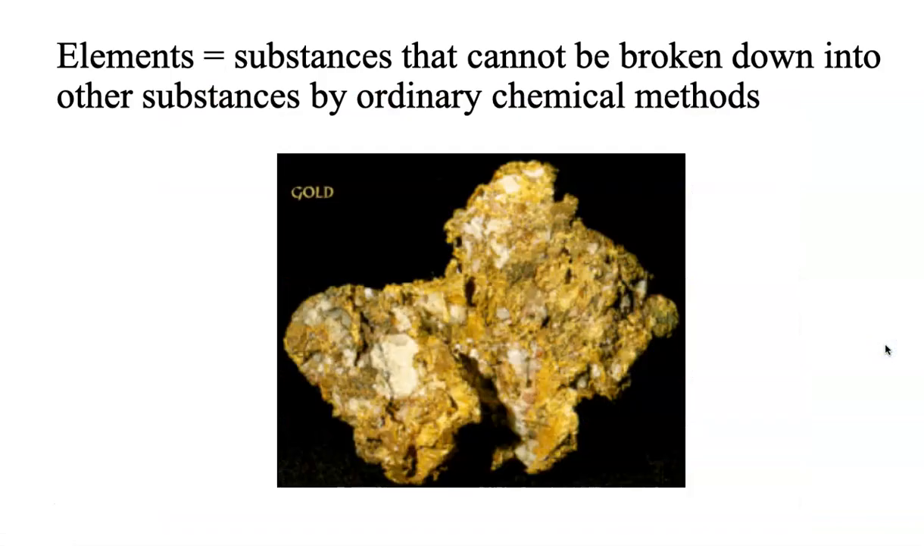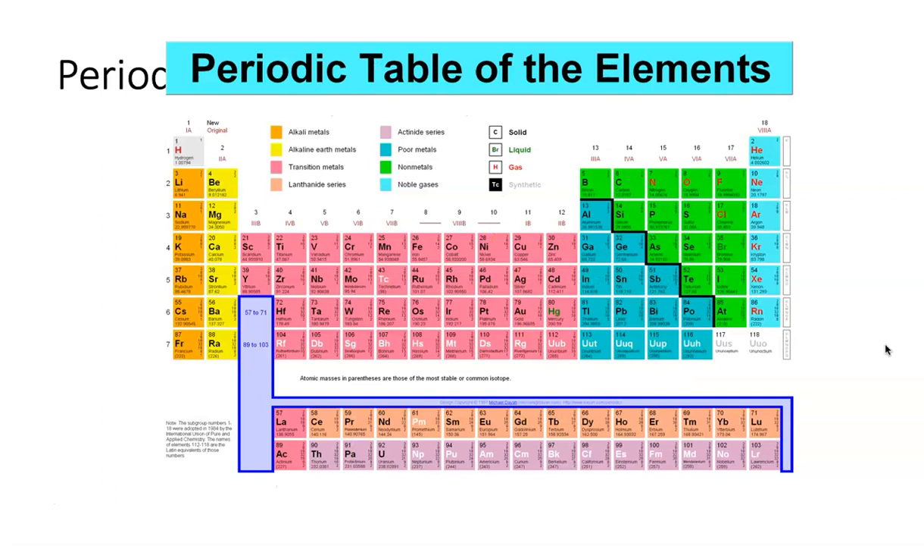An element is a substance that cannot be broken down into other substances by ordinary chemical methods. Gold, for example, has the element symbol Au. If you break gold into smaller pieces, you just get tinier and tinier pieces of gold. The periodic table of the elements, shown here, might be useful in this week's lab. I will remind you how to read one of these icons.